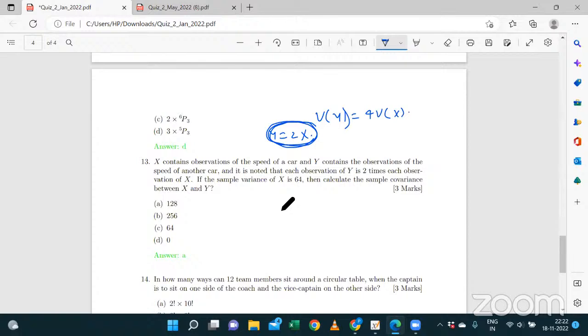Yes, linear association. That means correlation will be 1. Okay. So covariance of X comma Y: you can find the standard deviation of X and standard deviation of Y, and by cross multiplying you will get the covariance. So this is important. Or another approach is that the sample r, the correlation, is equal to 1.